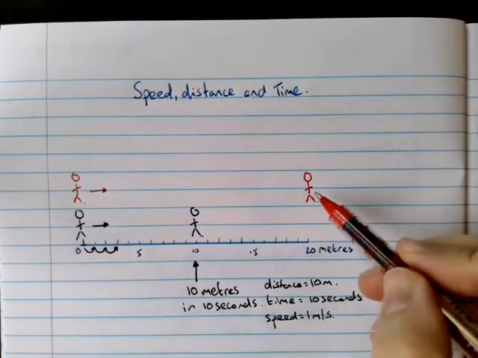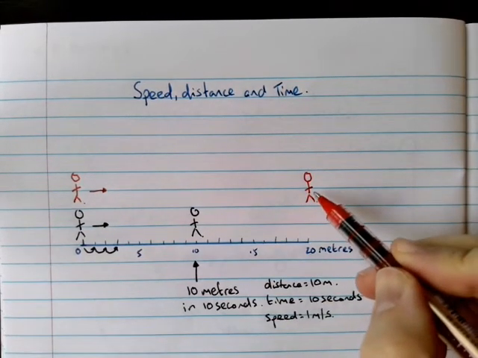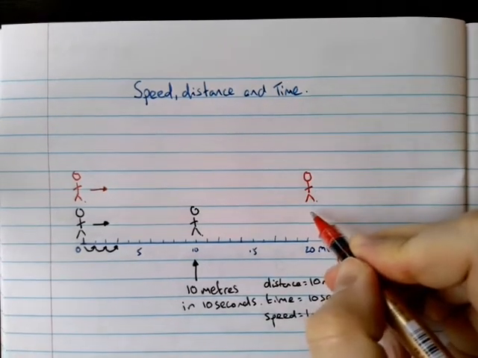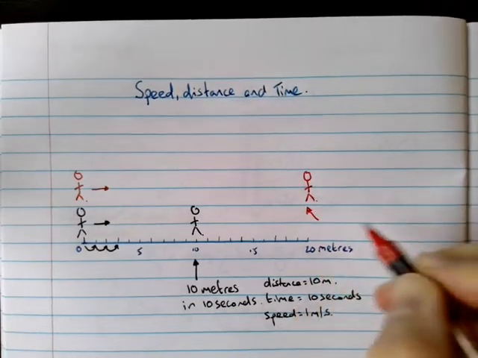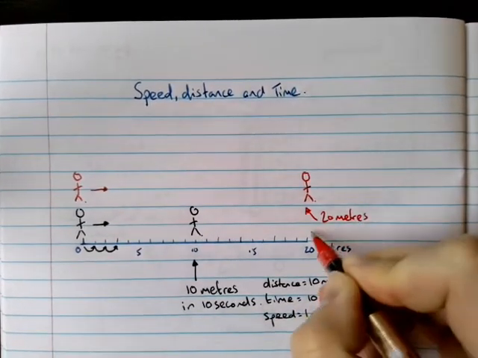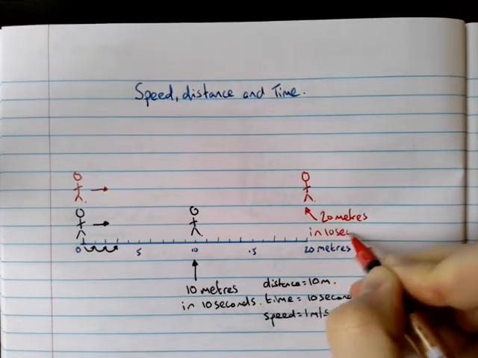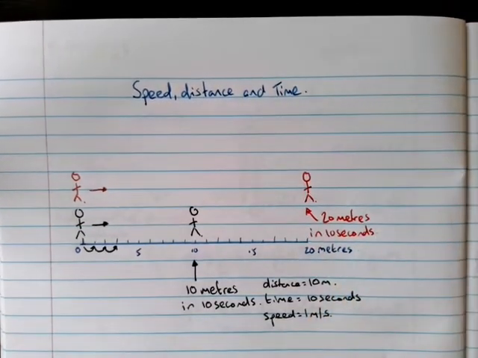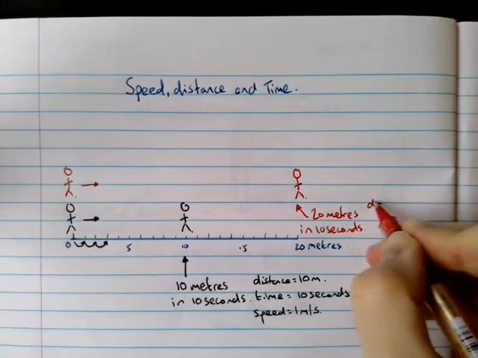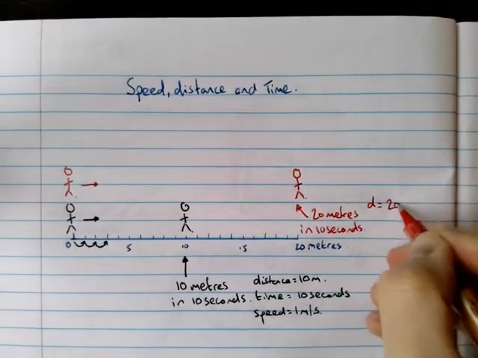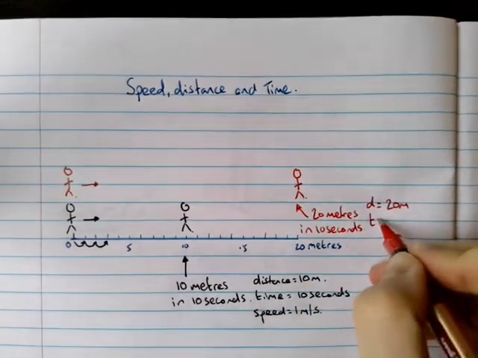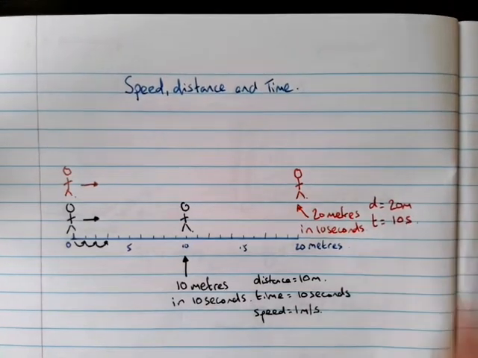Now, this person here, if we do the same for this person, we'll be able to see that they have gone 20 meters in 10 seconds. So you'll notice now that the distance is 20 meters, so that's further than this person went. However, the time they took was the same, 10 seconds.